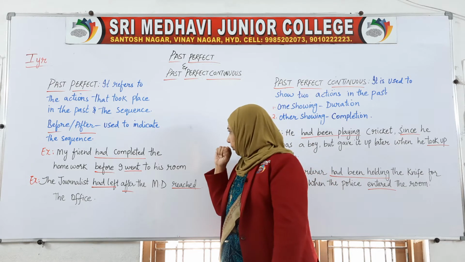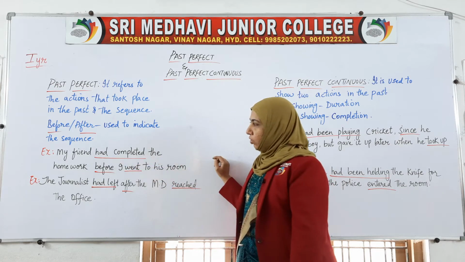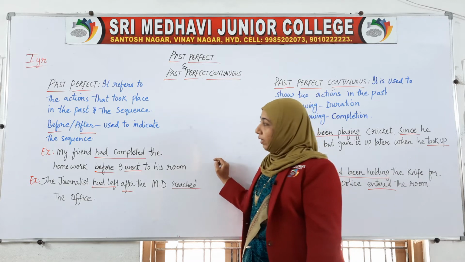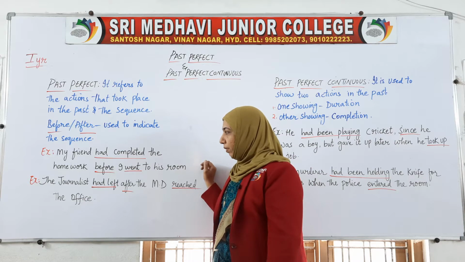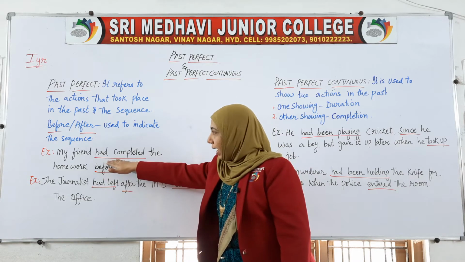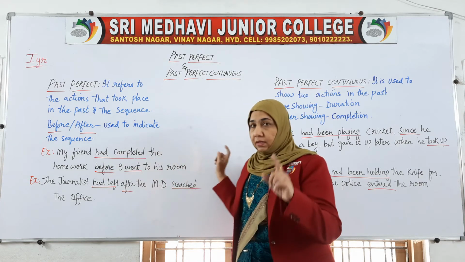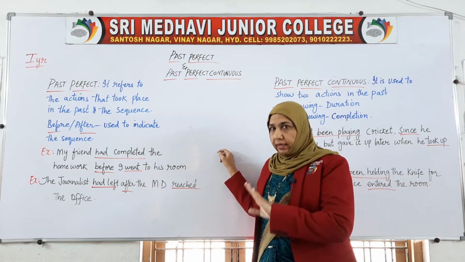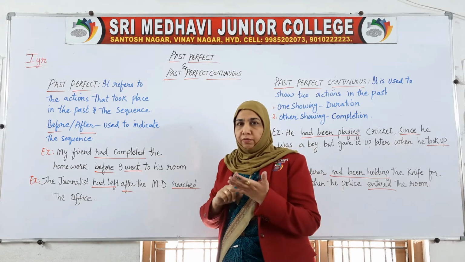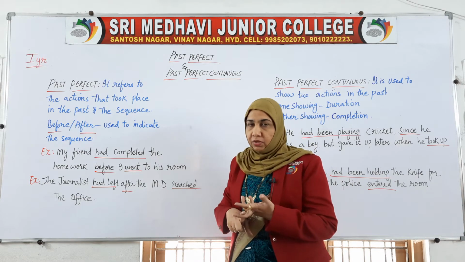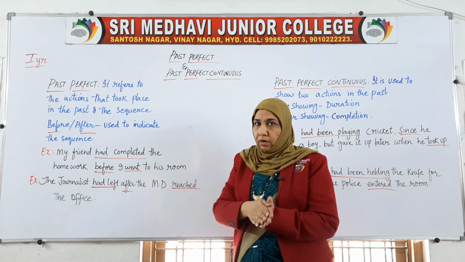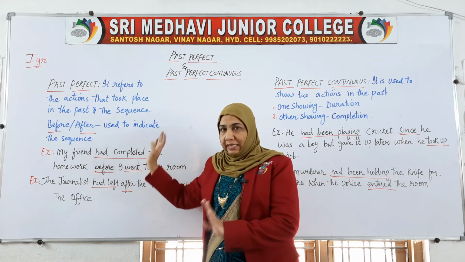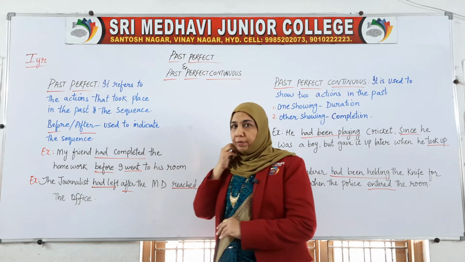Now we'll take the first example. My friend had completed the homework before. Here, before, and had completed. In the present perfect tense we used have or has. Here, for the first person, second person and third person, singular and plural, for all we have to use had. So it's quite easy to understand and to remember.